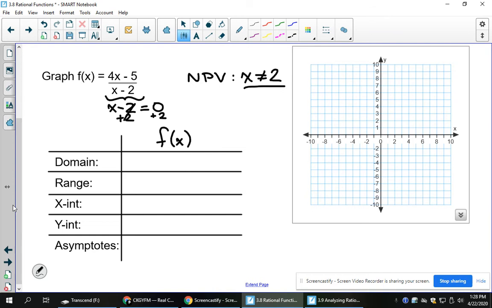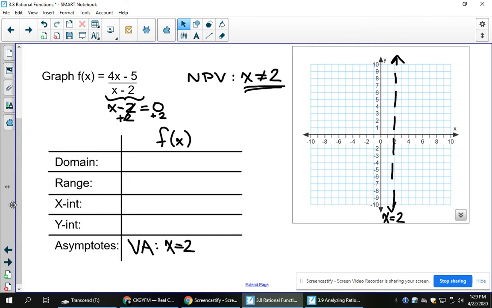Now, once you have your NPV, you can immediately go ahead and put on your vertical asymptote. Your vertical asymptote always has to be written as an equation. It's the line x equals 2. Instead of writing does not equal like I would with an NPV, I just make it an equal sign and I draw a vertical line where x is equal to 2. I make it dotted so that I can show it's an asymptote, and I put the equation at the bottom or the top, doesn't matter.